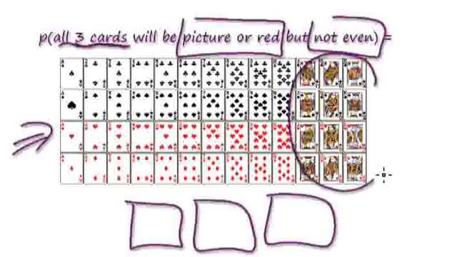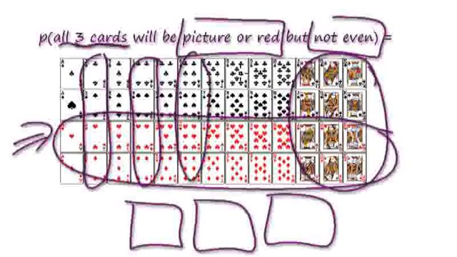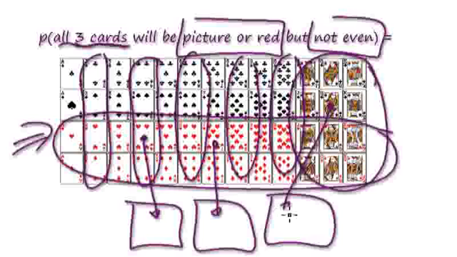So picture cards will be all these here. Red cards would be all these here, and even would be 2, 4, 6, 8, 10. Okay, so we're going to pick out 3 cards. Let's say for example we pick out this one here, and let's say this 7 here, and then this one here. Well, we require each card to be picture or red, but not even.